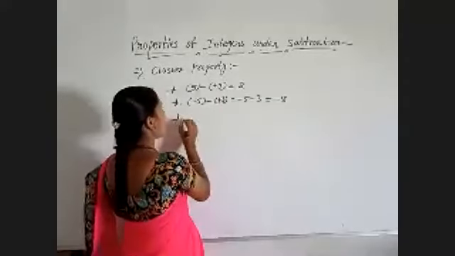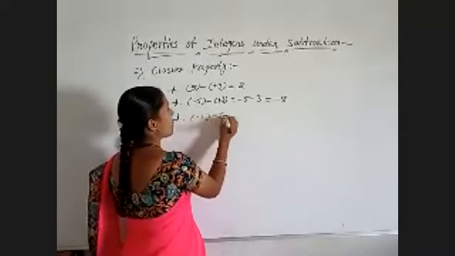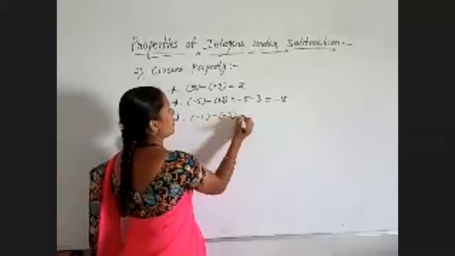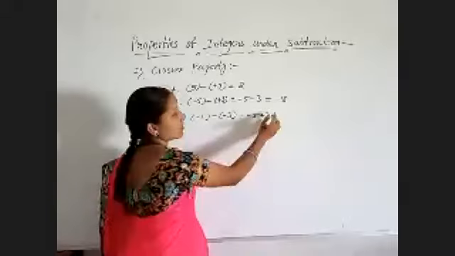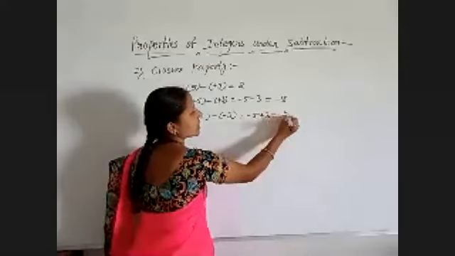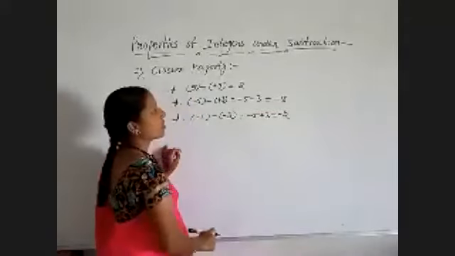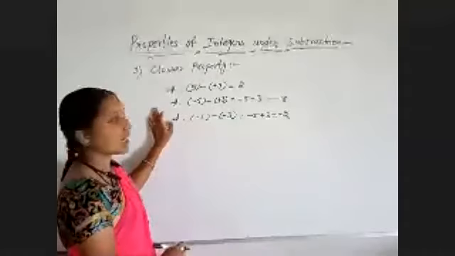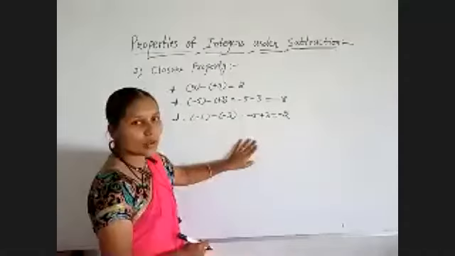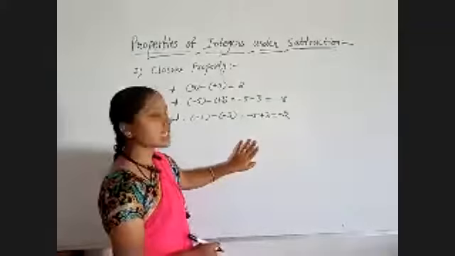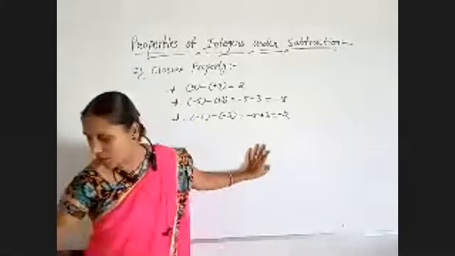And when both are negative: minus 5 minus of minus 3. So what will we get? Minus 5, and minus into minus becomes plus, so minus 5 plus 3. One is negative, one is positive, so we subtract: 5 minus 3 is 2, and 5 has the minus sign, so minus 2. So under any condition, we get the result as an integer only. So closure property is suitable for integers under subtraction also.